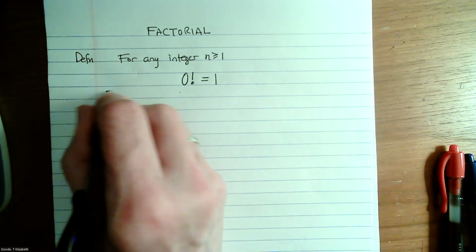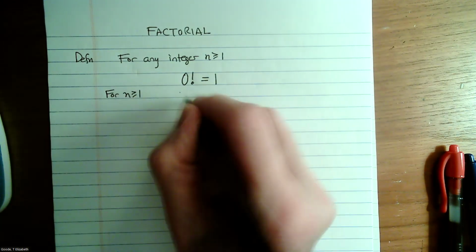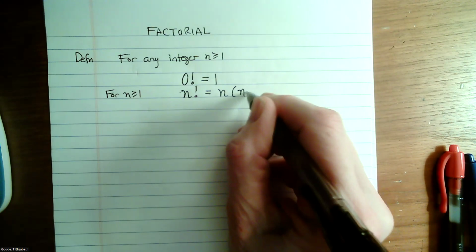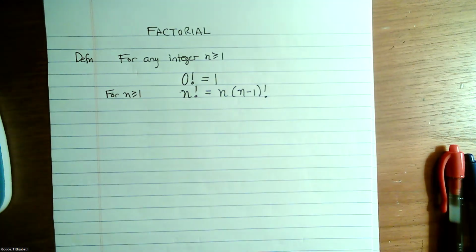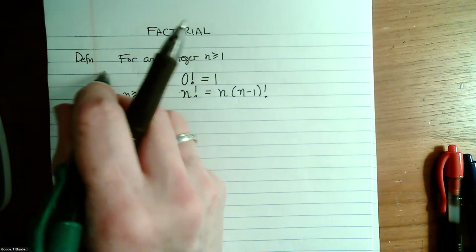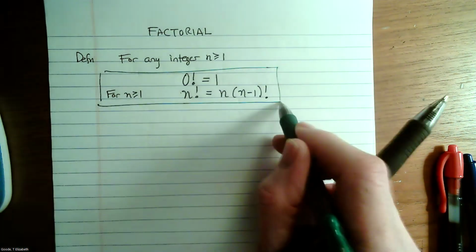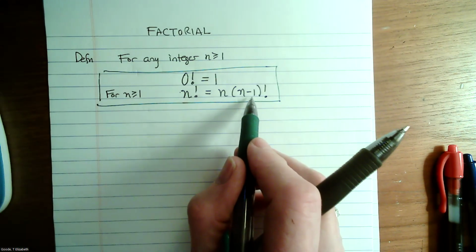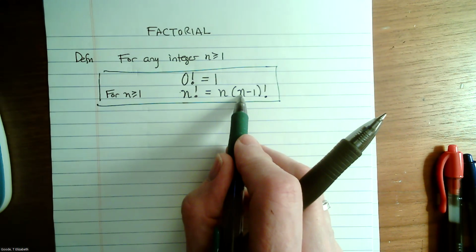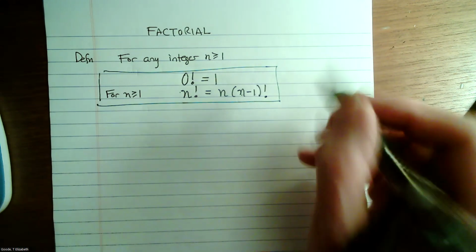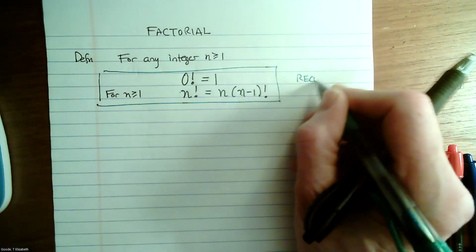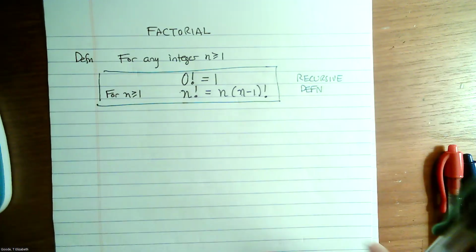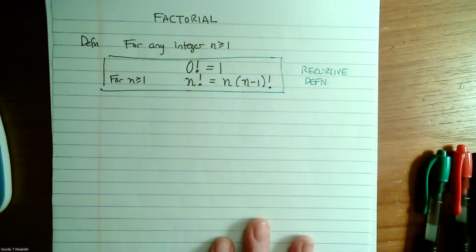But for n greater than or equal to 1, we define n factorial to be n times the quantity n minus 1 factorial. This is what we call a recursive definition, because we're defining something for n in terms of things that happened earlier, in terms of what happened with n minus 1. So it's like to go ahead, we have to look behind. To look forward, we look backwards. That's the nature of a recursive definition. This is our first recursive definition of the semester.